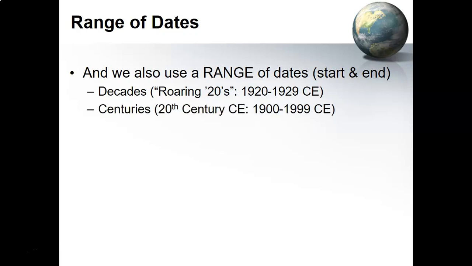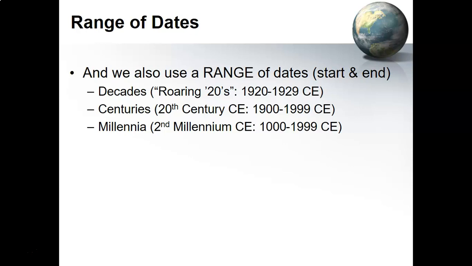We could also think of centuries. The 20th century, for example, was 1900 to 1999. One thing I want you to notice there, though, is it's the 20th century, but it's not the 2000s, it's the 1900s. And the reason for that will become clear if you look closely at the timeline, because the first century of the Common Era was 0 to 99. So the actual start and end date looks like it's behind what we call the century.